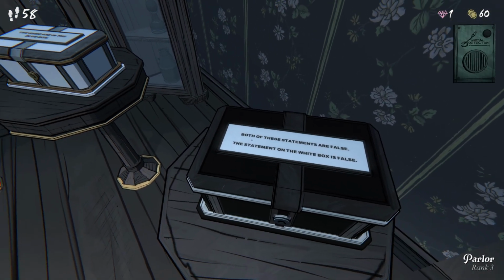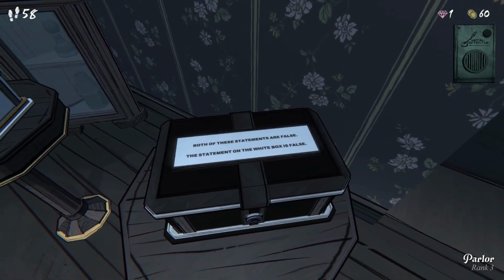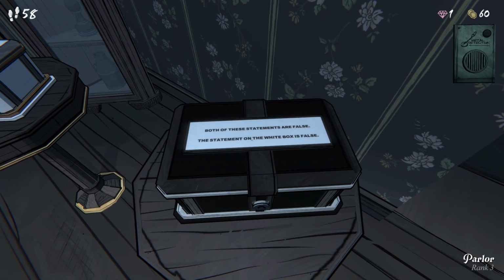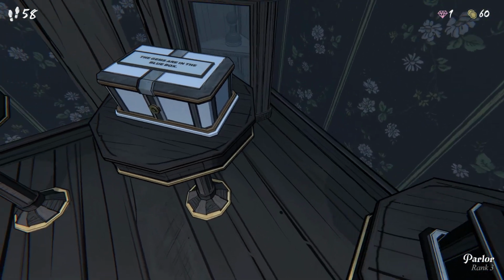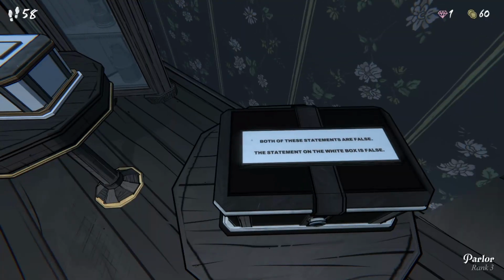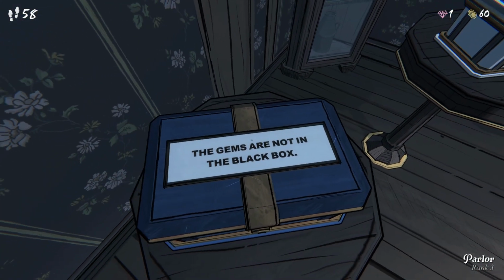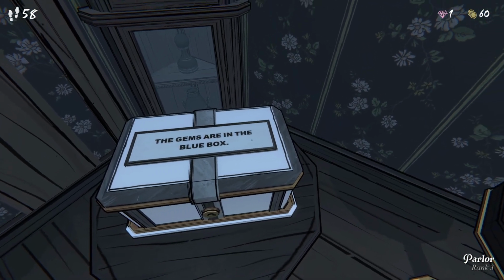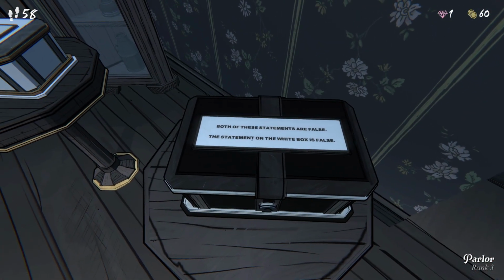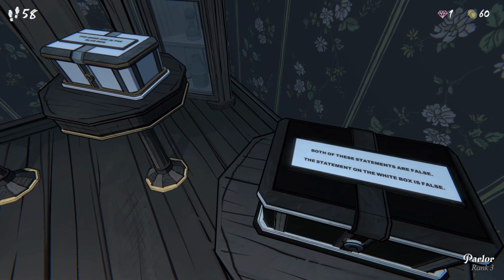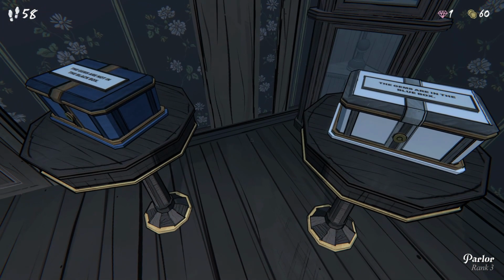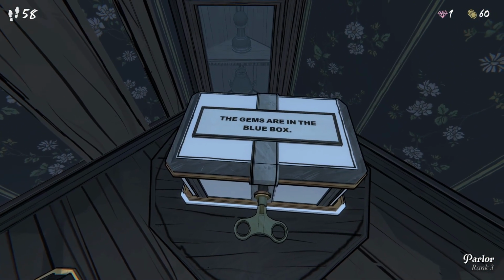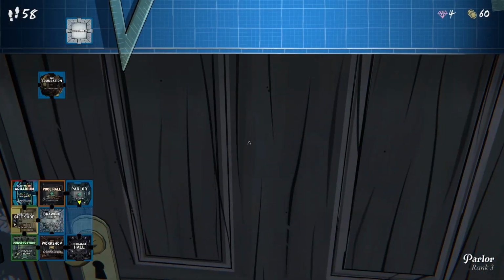Okay, let's say that both of these... No, this one must be false. Which means this one must be true. So if that's false, false, true, this must be true. So not in the black box, not in the blue box. So it should be in the white box. Okay, amazing.